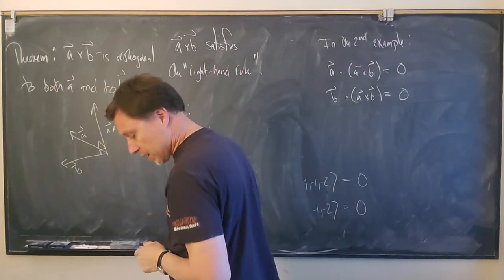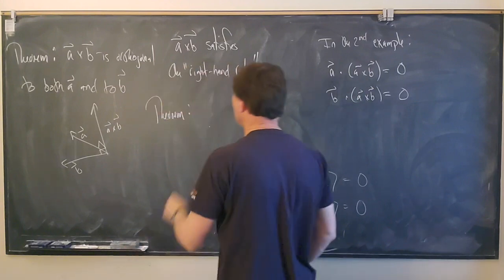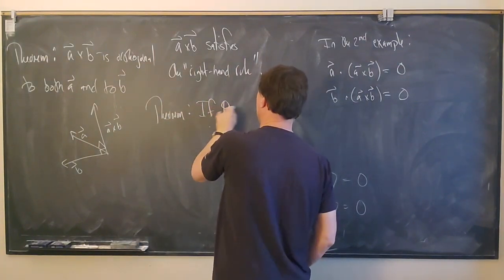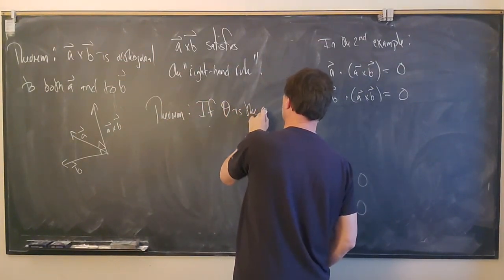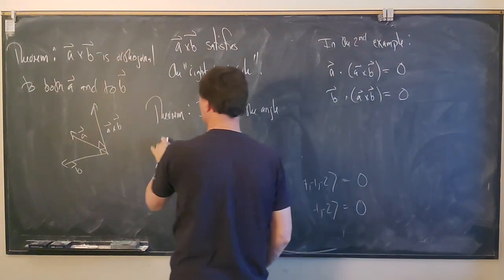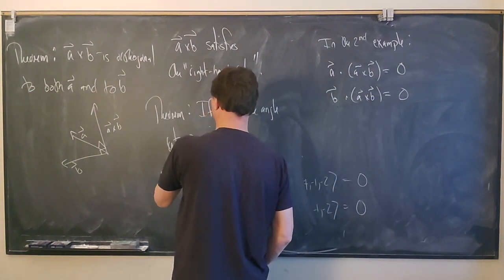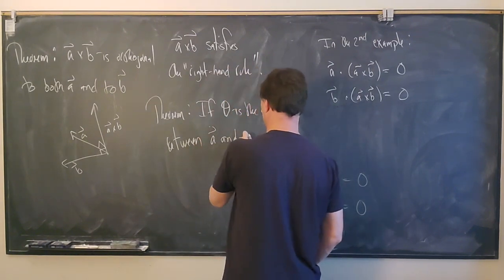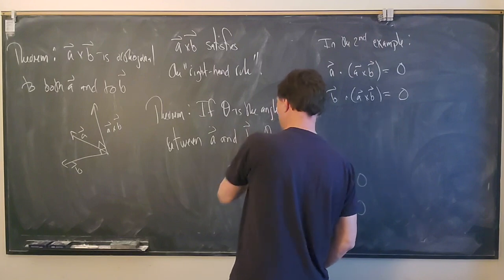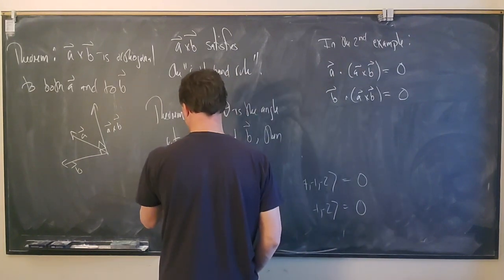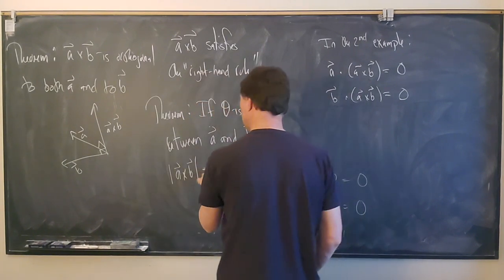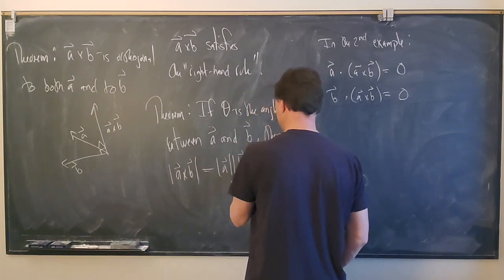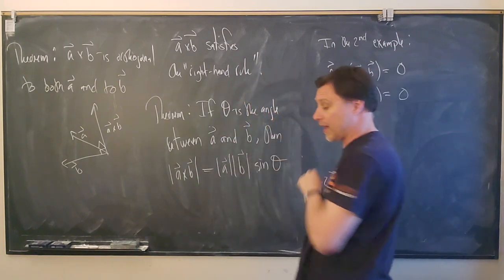So it goes like this. If theta is the angle between A and B, then the magnitude of the cross product is equal to the magnitude of A times the magnitude of B times the sine of the angle between them.